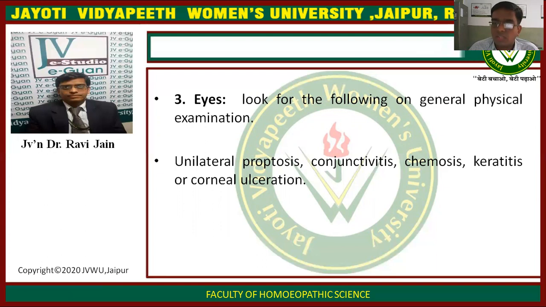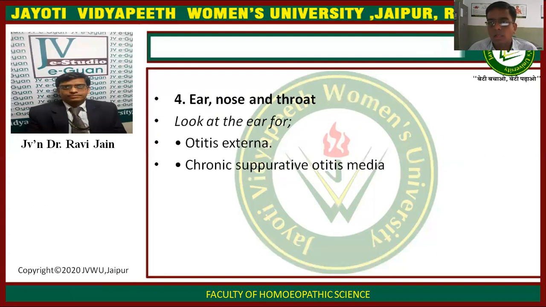Conjunctivitis, that is inflammation of the conjunctiva. You have to check for chemosis, that is bloodshot eyes, keratitis, and corneal ulcerations. In case of non-closure of the eyelid especially, you will find ulcers in the cornea, and that can result in permanent loss of vision. While examining the ear, nose, and throat, in the ear you have to look for otitis media or otitis externa. There are two types of otitis media, especially acute and chronic suppurative. So ASOM or CSOM, you have to check for all these things.